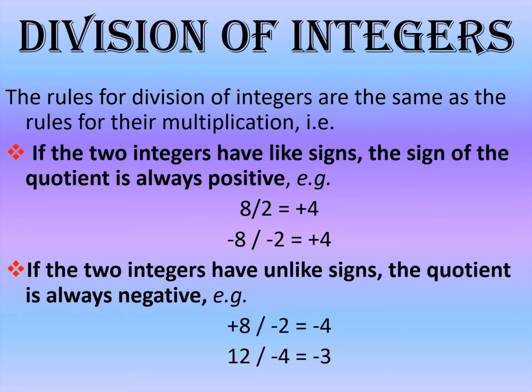And then the second rule says that if the two integers have unlike signs, the quotient is always negative. For example, if we divide 12 by minus 4, then the quotient is minus 3.